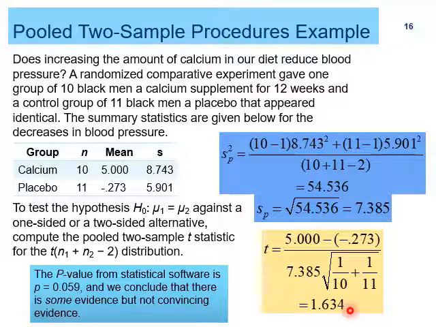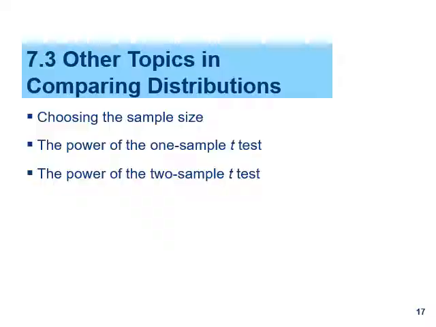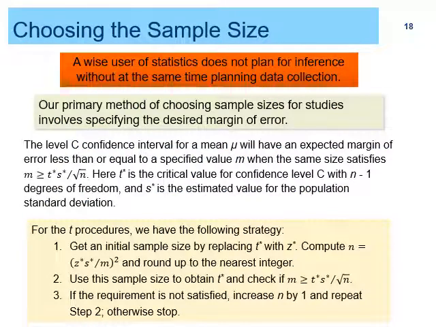Why are we saying right now that there is some evidence? Because it is near 0.05, but it is not that clear. So we are stating that it is some evidence but not convincing evidence. Now we will cover the other topics. So, choosing the sample size.